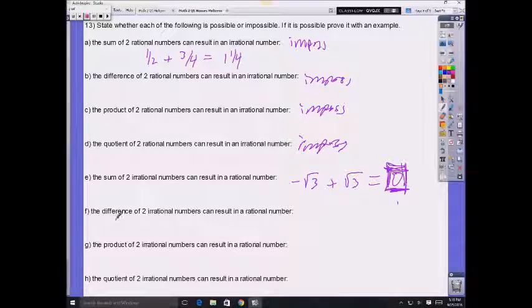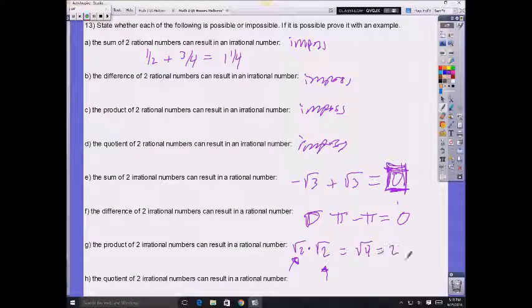The difference, can you subtract? Yes, I can. I can take pi and subtract pi and I'm at 0, which is a whole number, an integer, and a rational. So we just call it a rational number. The product of two irrationals, you can take square root of 2 and times it by square root of 2. Each is a non-terminating decimal, but it creates square root of 4, which is 2.